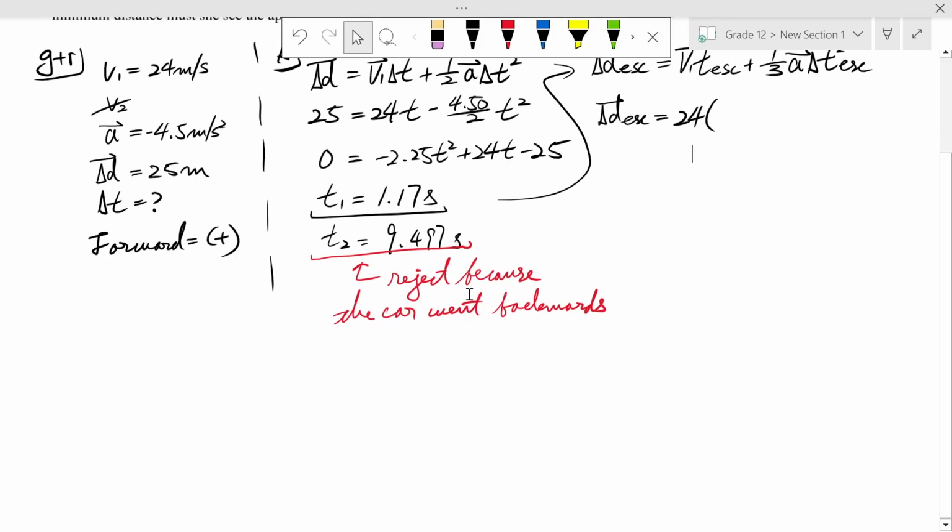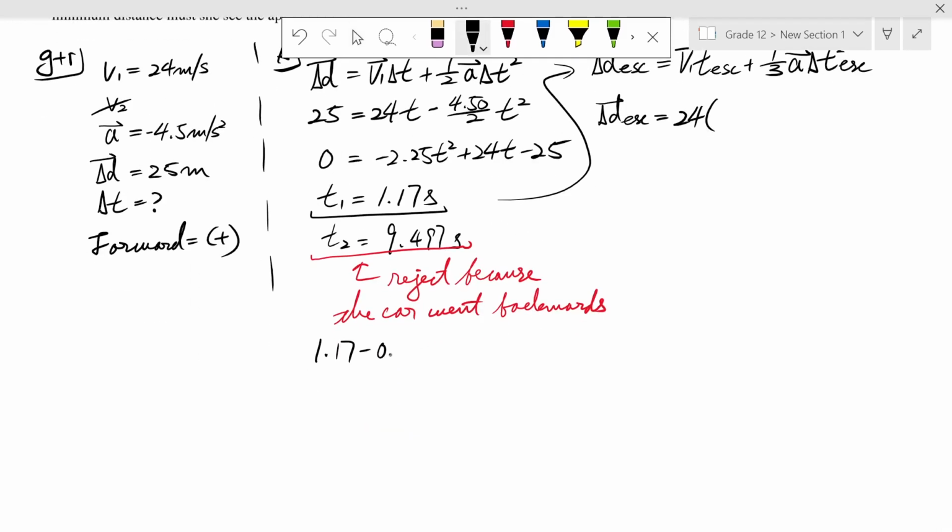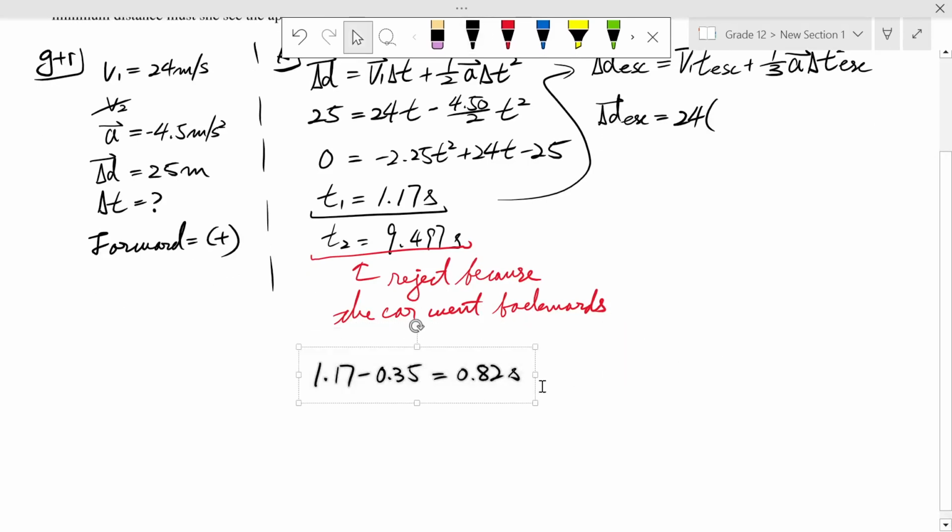Oh, I forgot to do something before that. I know T is 1.17 seconds, but she has a 0.35 seconds reaction time, so I have to subtract that. That equals 0.82 seconds. And if you want to do it with proper form with the equation on top, it's going to be delta T minus delta T reaction time, I like to denote it like that, equals delta T escape.